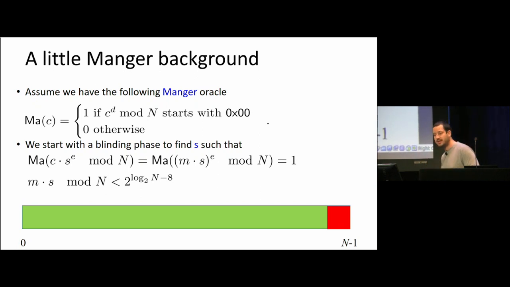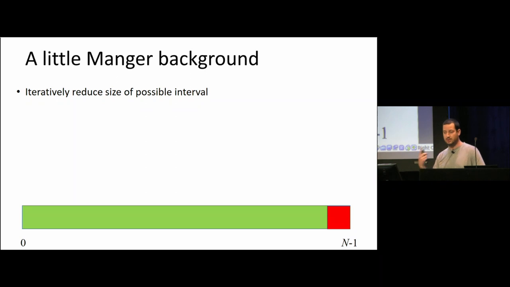And now what we do in this type of attack is iteratively continue to reduce the size of the possible interval. And in the Manger attack, in the later stages, it's usually 1 bit or half of the space in each query.